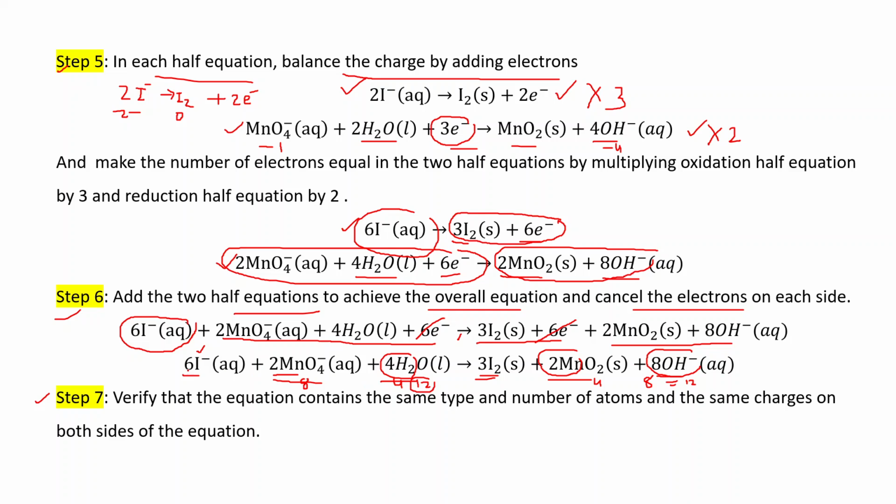Now verify the charge. In the reactant side, 6I minus, that is minus 6 is here. And each MnO4 minus carries 1 negative charge, and 2MnO4 minus will carry 2 negative charges. So minus 6 minus 2, water is neutral. So total charge in the reactant side is minus 8. Now in the product side, I2 is neutral, MnO2 is also neutral, and this is 8OH minus ion. We can say that is minus 8. So 8 negative charge in the reactant side, 8 negative charge in the product side. Charge is also balanced. Okay, thank you.